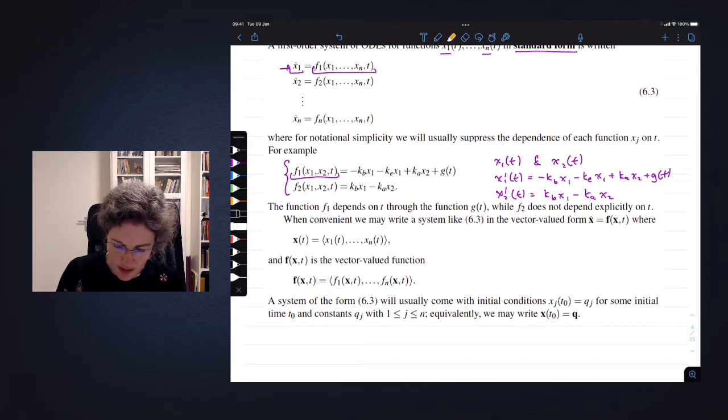And you'll notice that in this system, in our x1 equation we have x1, but we also have an x2, and in our x2 equation we've got an x1 and also an x2. So they have to be solved simultaneously.